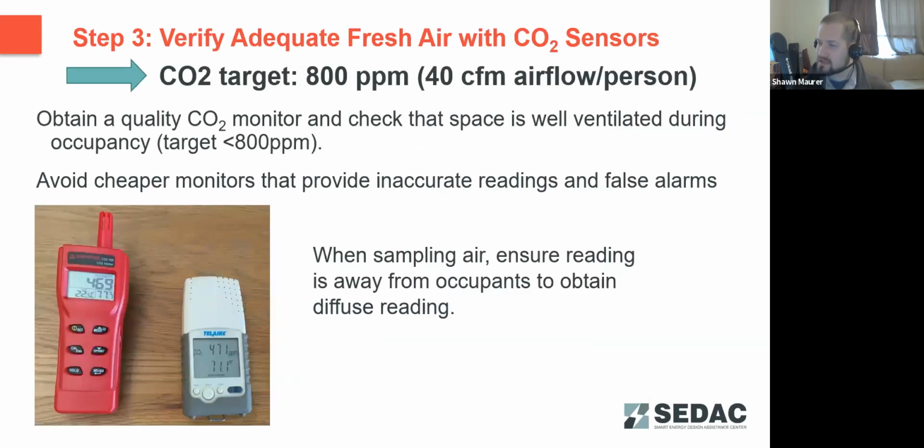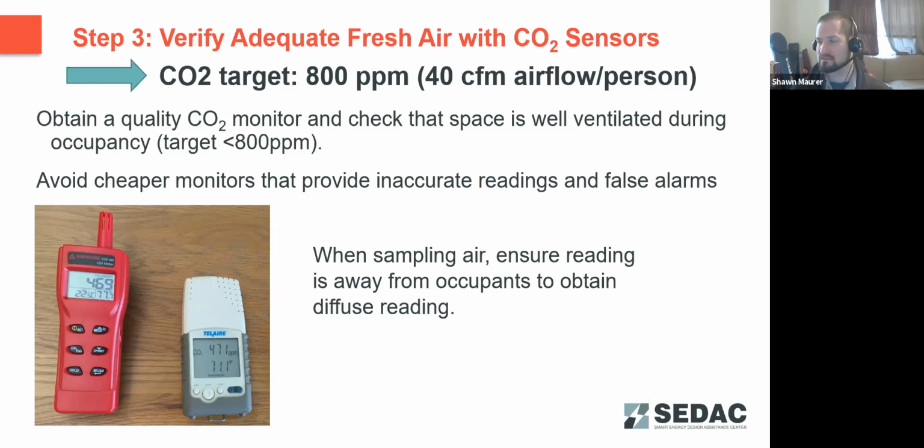So we've talked about increasing that fresh air ventilation rate. How do you know if you've got enough, especially if you're at minimum conditions? A good way to track outdoor air levels and ventilation rates in this space is getting a CO2 sensor, and then sampling spaces and tracking them to ensure that they are receiving adequate ventilation. And you're targeting that 800 parts per million for a space. This equates to about 40 CFM of airflow per person.